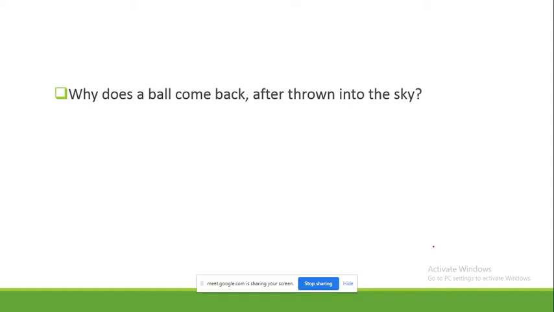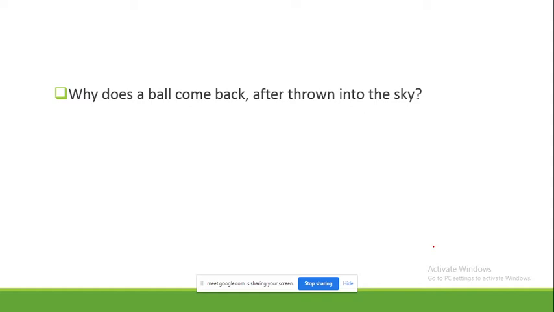Now I'd like to know Shivapriya's answer. Kusuma, yeah, Kusuma's answer. Yeah, ma'am, due to gravity only. Due to gravity. So, do you remember what is gravitational force and what is gravity? What is the difference between both? See, gravity is not the property of Earth alone. Every object is attracting every other object. So that force is called gravity.